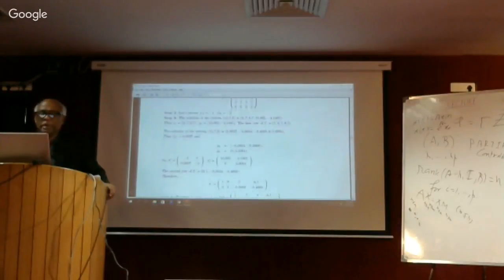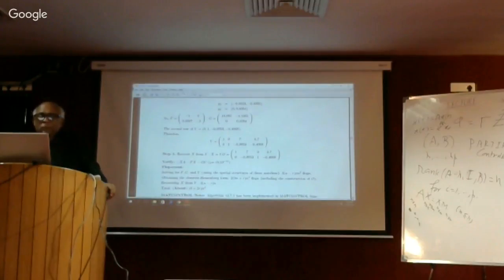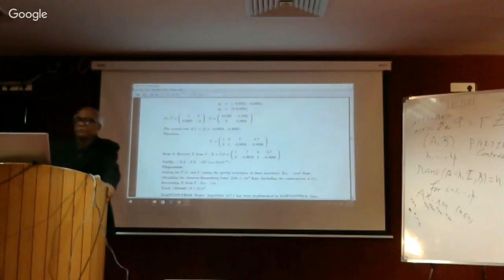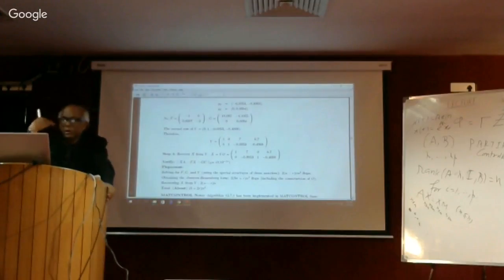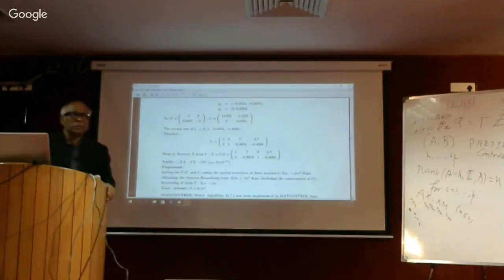And this is your F, this is your G, this is your Y, from your X. You can check this X that you computed using the recursive algorithm, or you use the recursive algorithm to compute Y and then multiply by the orthogonal matrix O, which comes from the observer Hessenberg form. Okay, and then get your X.